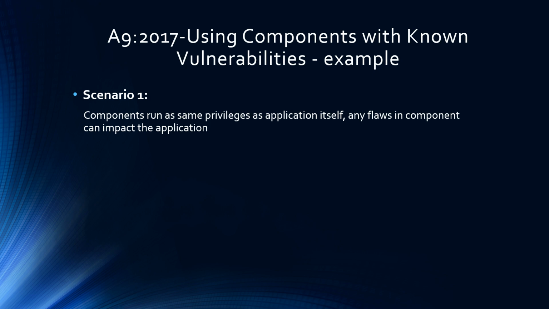Remove unused dependencies. Continuously inventory the versions of both client-side and server-side components. Only obtain components from official sources over secure links. Monitor for unmaintained libraries and components. Scenario: components run with the same privilege as the application itself. Any flaws can impact the application.